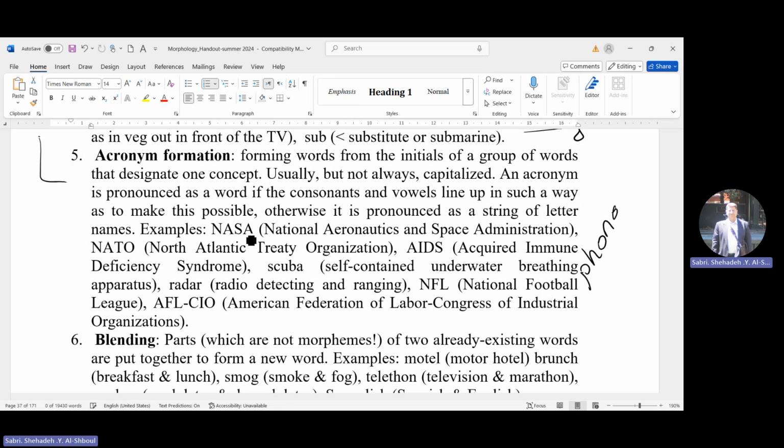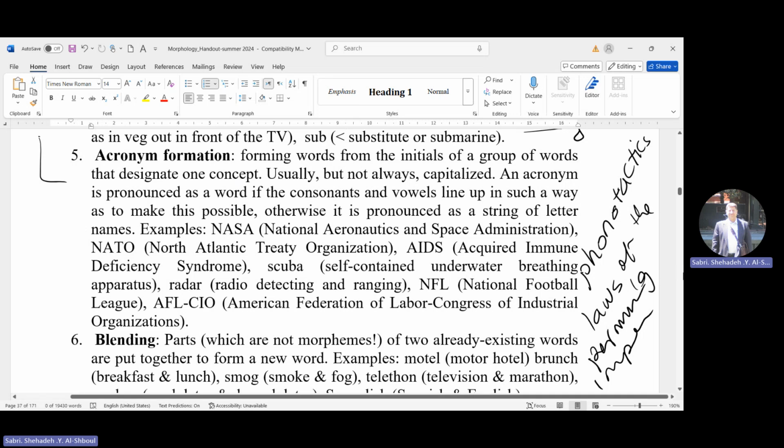When we say phonotactics, dear students, it means the laws of the language. What do we mean by this? We mean the laws that determine what is permissible and what is impermissible, right? What is allowed, what is not allowed or disallowed, what is possible, what is not possible in this language. This is what we mean by phonotactics.